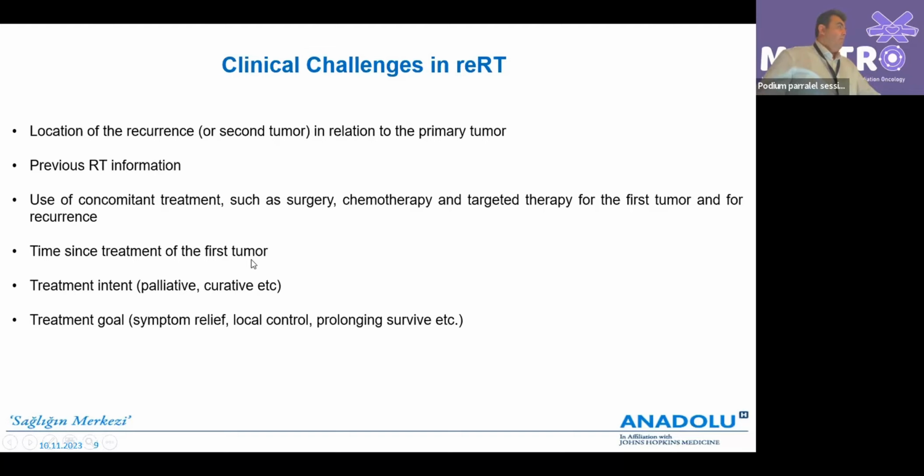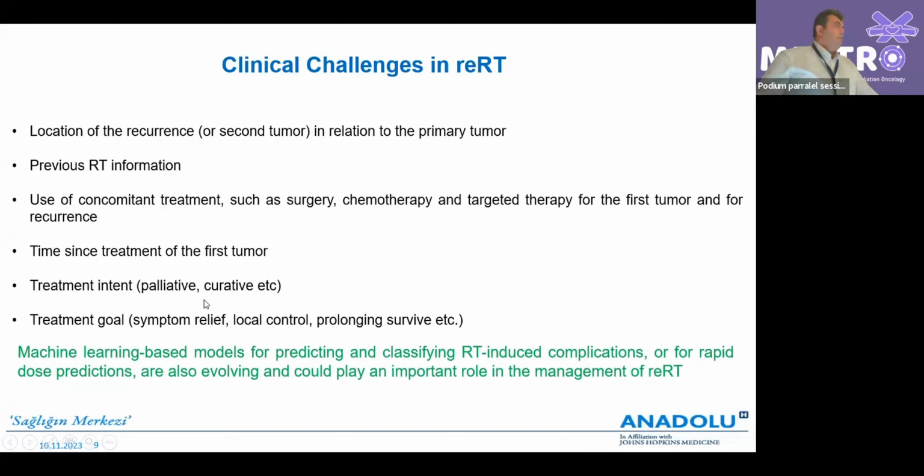And I think the important one for the physicists is the time since treatment of the first tumor, so the time between the 2 tumors is very important. And the treatment intent: why are you doing this? Is it curative care or palliative care? These are the clinical scenarios you should take into account with the doctors.